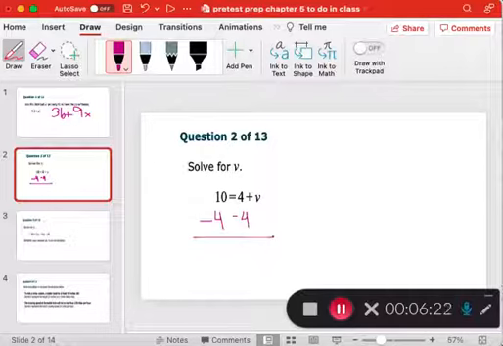Okay, so remember, our job is to isolate the variable. So we're going to take the 4 away from both sides. So now we have 6 equals v, and you have shown the work for your problem.